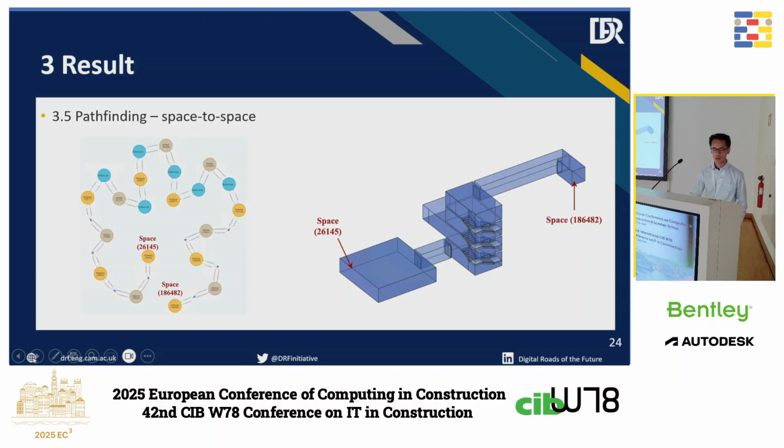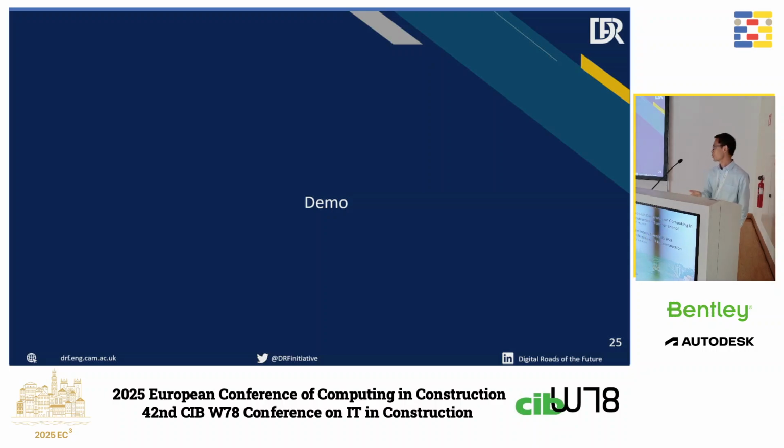Another one is that you can also use it for space to space. You just need to define the start room and the end room, and you will be able to find the path between any two spaces. But we can also extend it. If you add facility information, such as a fire extinguisher, into the graph, you will be able to find the nearest fire extinguisher. Almost finished. I wanted to do a demo, but I didn't know I cannot use my computer, so I will just leave this part.